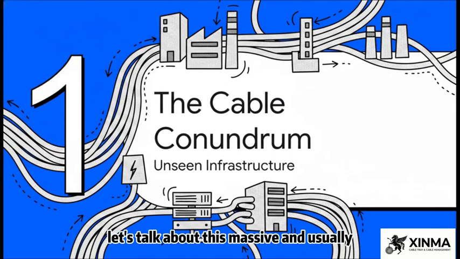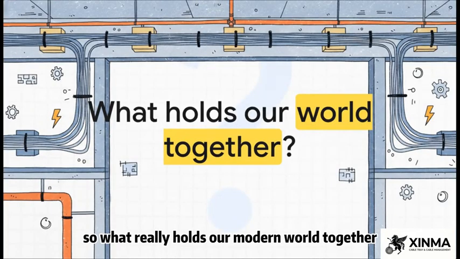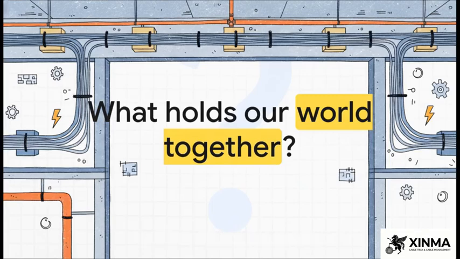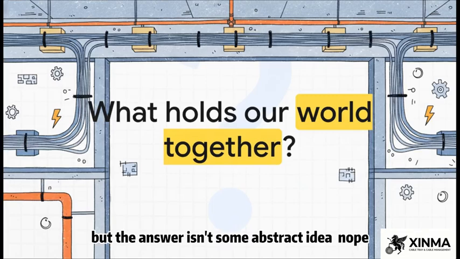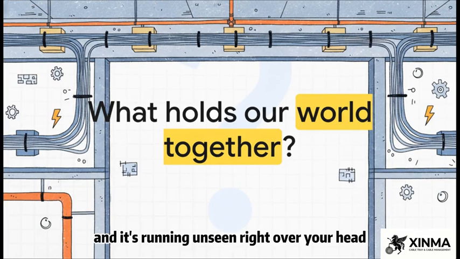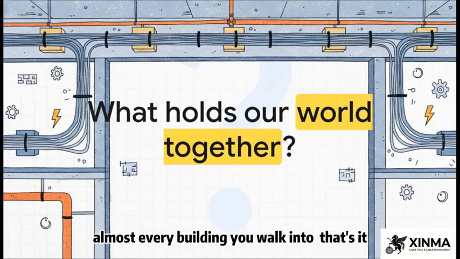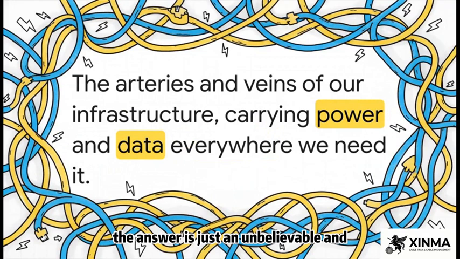Let's talk about this massive and usually completely invisible challenge that every single modern building has to solve. So, what really holds our modern world together? It's a huge question, but the answer isn't some abstract idea. Nope, it's something tangible, physical, and it's running unseen right over your head, in the ceilings, and behind the walls of almost every building you walk into. That's it. The answer is just an unbelievable and potentially chaotic amount of cables.